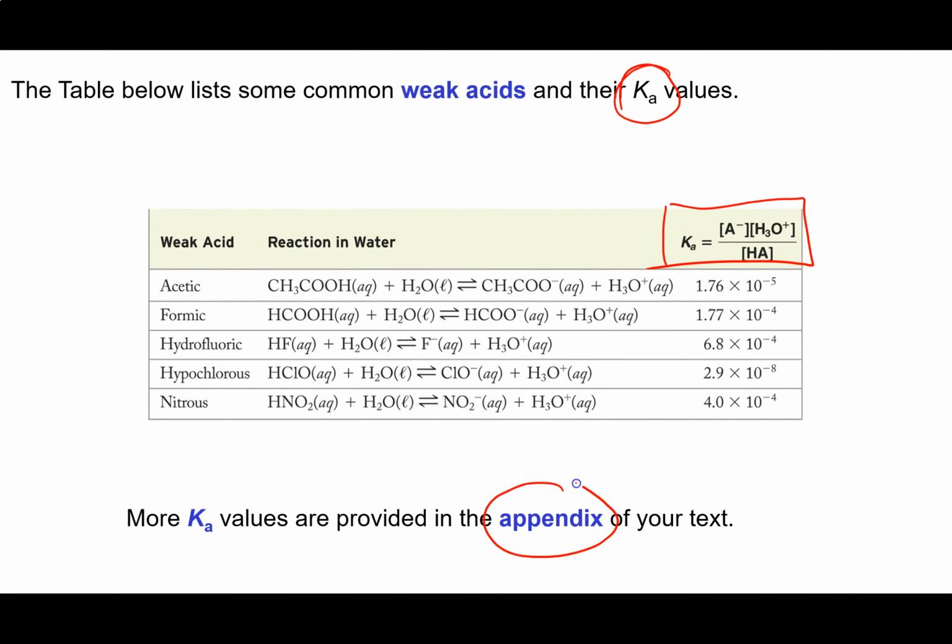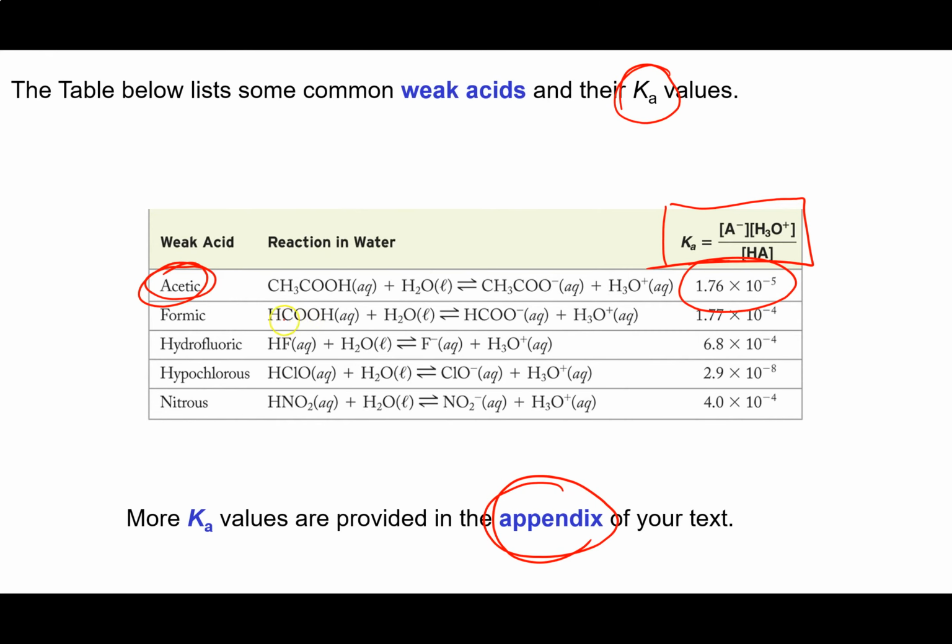There's a whole bunch of them in the appendix of your textbook. Probably the one that you will commit to memory is acetic acid, we use it all the time. 1.76 by 10 to the minus 5 is the Ka there. You can see the Kas are all very small, indicating that the equilibrium favors the left-hand side. That is the molecular form rather than the ionic form.